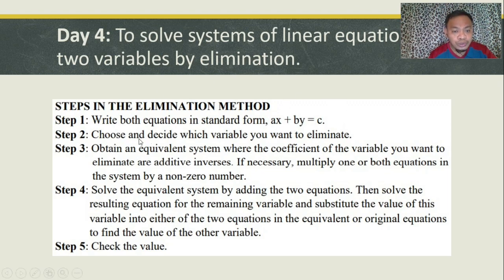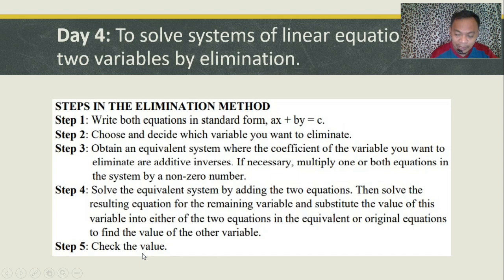Then step 2, choose and decide which variable you want to eliminate. So ibig sabihin po nito, pipili po tayo kung ano po yung variable na i-eliminate po natin, either x or y. Then for step 3, obtain an equivalent system where the coefficients of the variable you want to eliminate are additive inverses. If necessary, multiply one or both equations in the system by a non-zero number. And for step 4, solve the equivalent system by adding the two equations, then solve the resulting equation for the remaining variable and substitute the value of this variable into either of the two equations in the equivalent or original equations to find the value of the other variable. And for step 5, check the value.